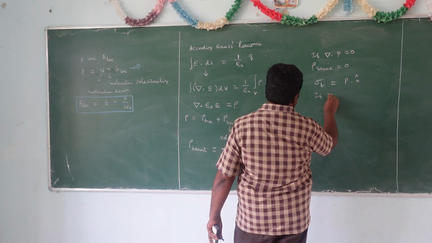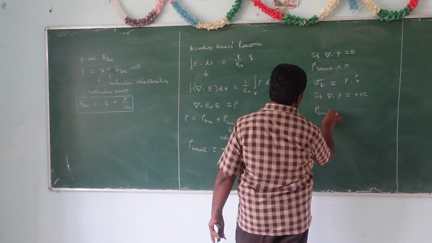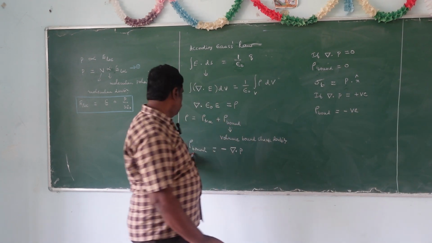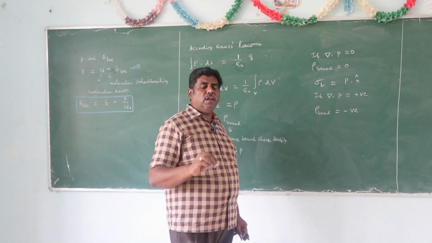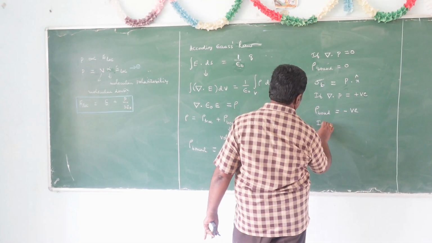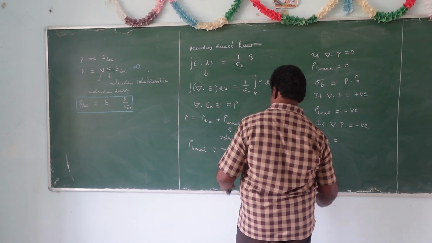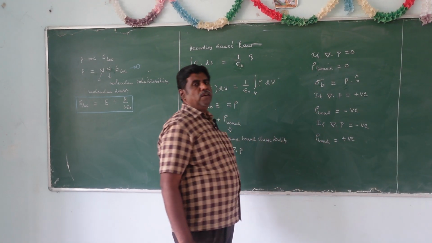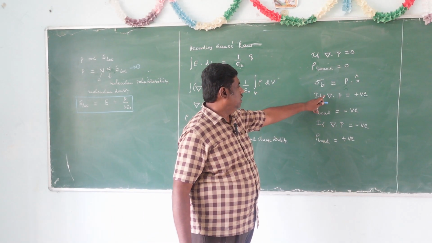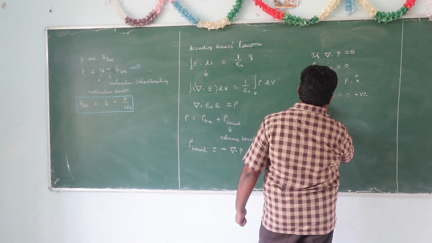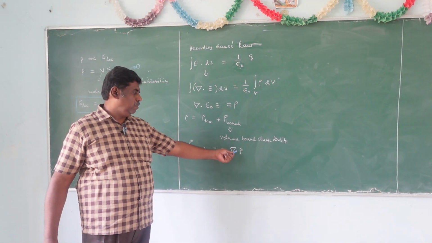Suppose del dot P is positive, then rho bound is negative. See this formula: rho bound is equal to minus del dot P. If del dot P is positive, then rho bound is negative. This means that only negative charges are accumulated in that particular region. If del dot P is negative, rho bound is minus into minus, plus, positive. Only positive charges are accumulated in that region. In this way, we may understand this divergence property. Here it is convergence, here divergence, with respect to the positive charge. No need to write all those things; for your theoretical understanding, I have explained. Now come to this formula: rho bound is equal to minus del dot P.